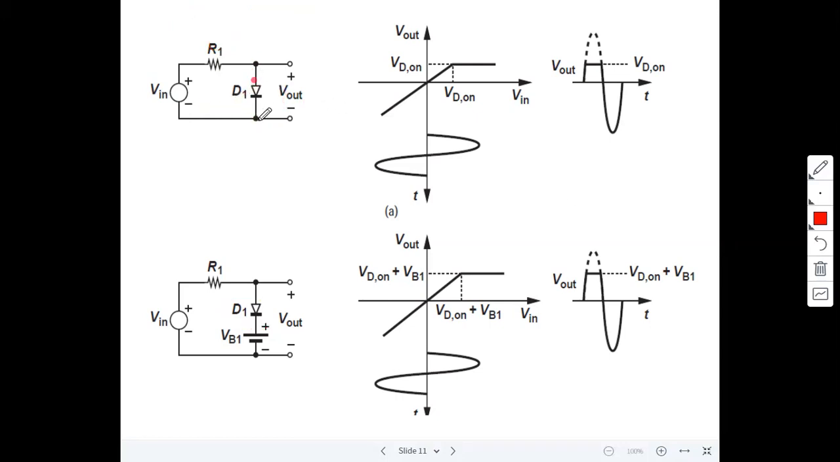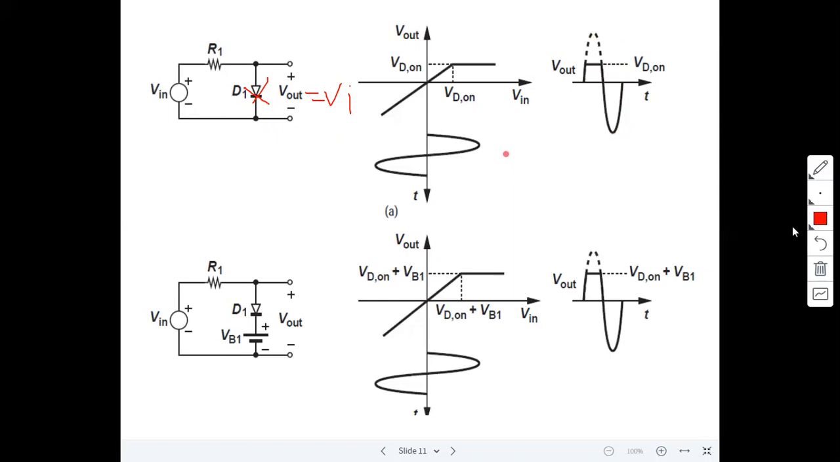Here it is a parallel clipper. When the output follows the input, the diode is off. Now the output is equal to the input. Remember, for all clipper circuits, what is the status of the diode when the output follows the input? Remember this: compulsorily in a clipper circuit, a certain portion of the input signal is transmitted without distortion, and the remaining portion is completely clipped off.